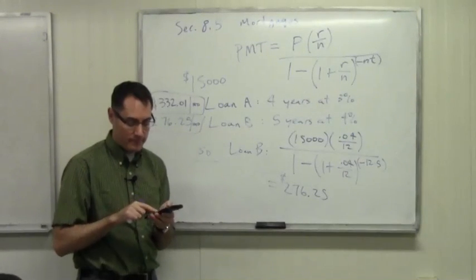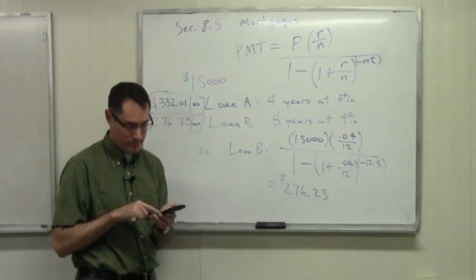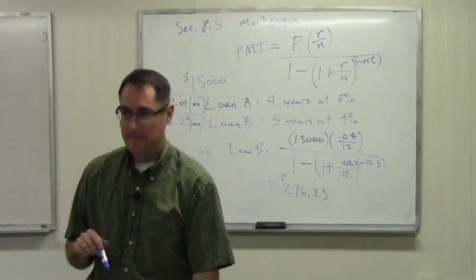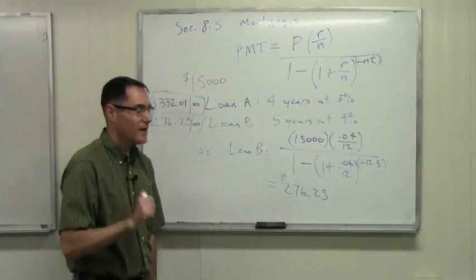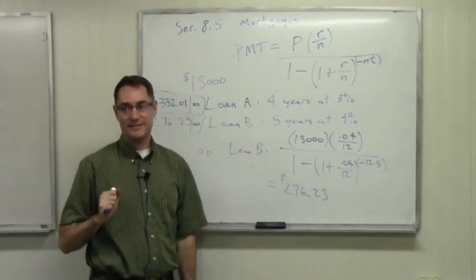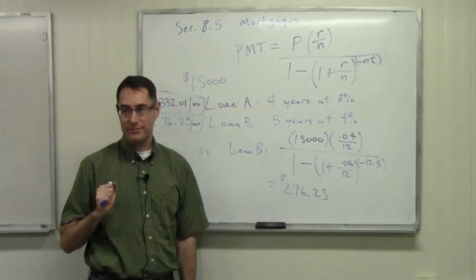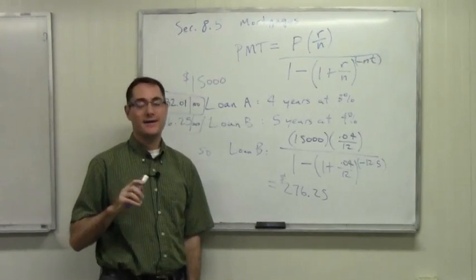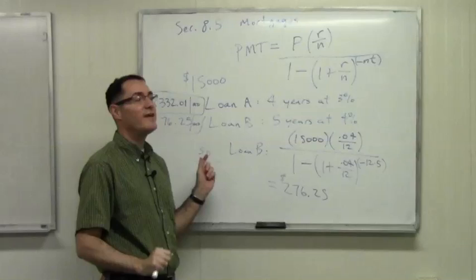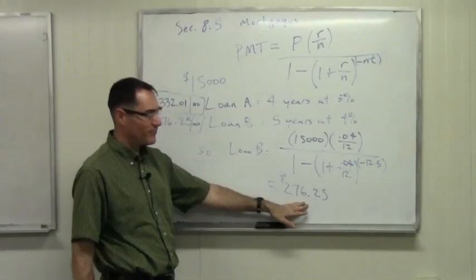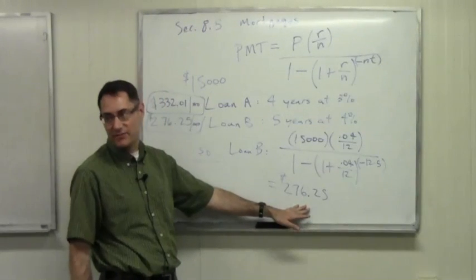OK, yeah, Dave. So this is telling you your monthly payment for the span of the loan. Yeah, good point. However, one's cheaper per month, but the other one is, yeah. OK. Dave is bringing up a very good point now. Did everyone get hopefully $276.25 eventually?